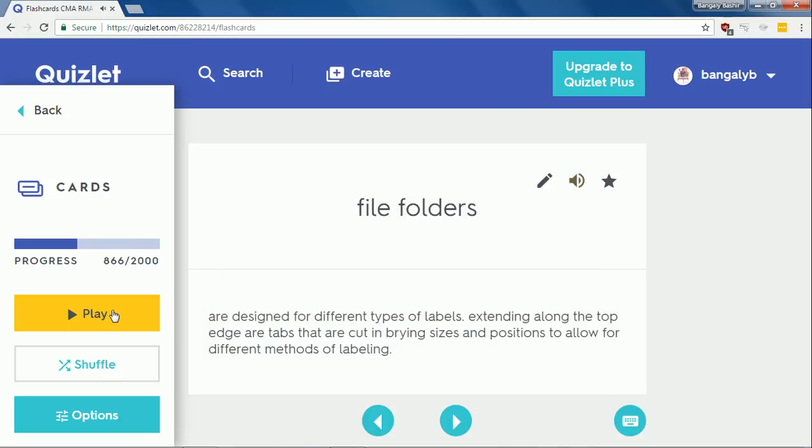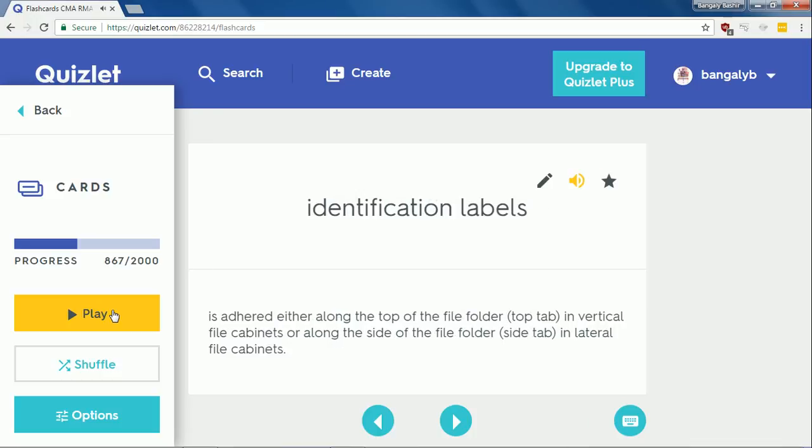File folders are designed for different types of labels. Extending along the top edge are tabs that are cut in varying sizes and positions to allow for different methods of labeling. Identification labels are adhered either along the top of the file folder in vertical file cabinets or along the side of the file folder in lateral file cabinets.